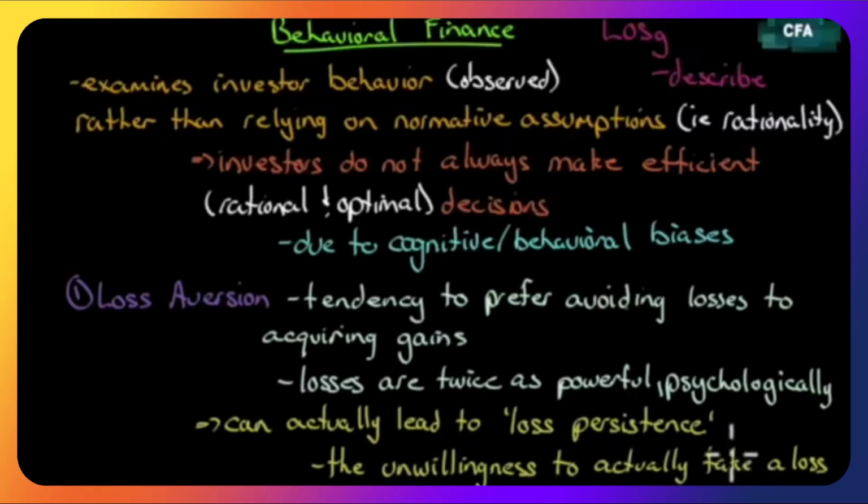So we could buy a security that starts dropping in value and argue that I'm just going to hold on to it. I'm not taking the loss, because we don't want to take the loss, and we feel that if we don't sell it, if we don't close our position, we haven't really taken the loss. So that leads to loss persistence. Not only does it lead to loss persistence, but it leads to a whole bunch of other things.